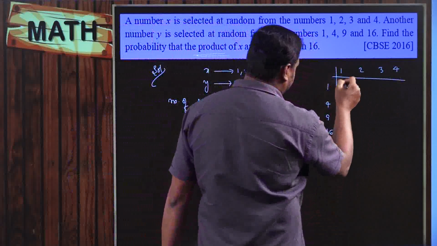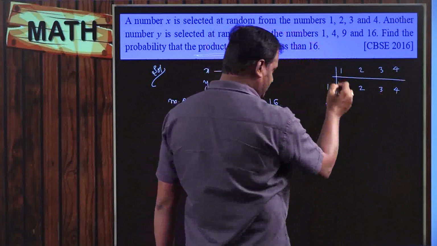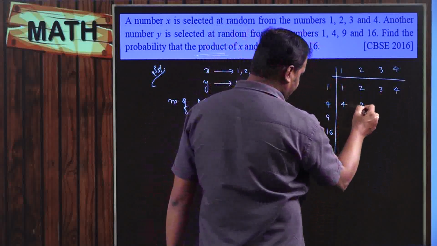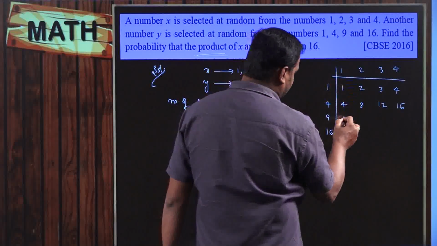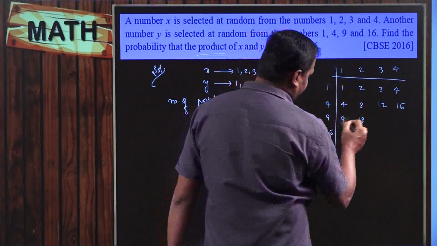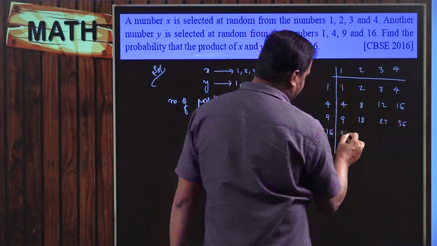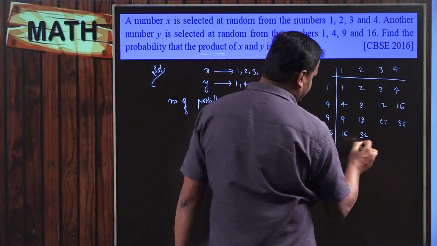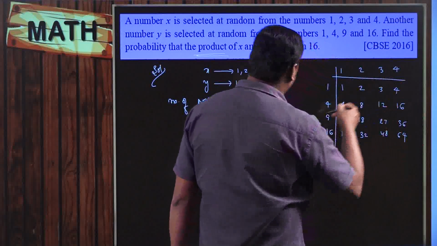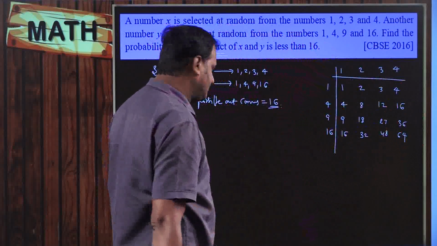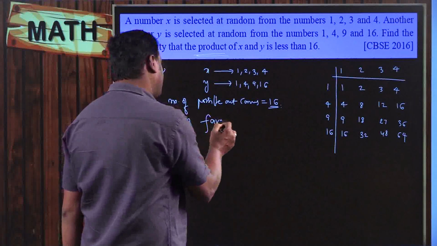Okay. So 1 1s are 1, 1 2s are 2, 1 3s are 3, 1 4s are 4. Now with 4, 4 1s are 4, 4 2s are 8, 4 3s are 12, 4 4s are 16. With 9, 9 1s are 9 and 9 2s are 18 and 9 3s are 27 and 9 4s are 36. With 16, 16 1s are 16, 16 2s are 32, 16 3s are 48, 16 4s are 64. So if you count everything, then you will get totally 16 number of outcomes. So what about the number of favorable outcomes?